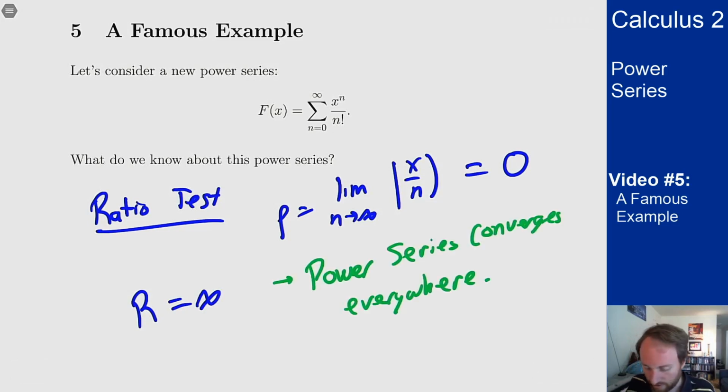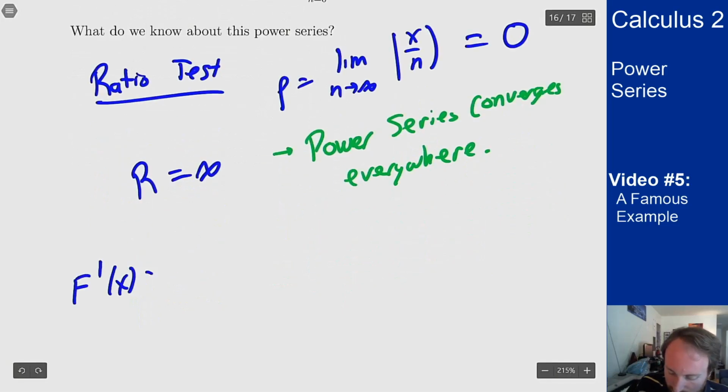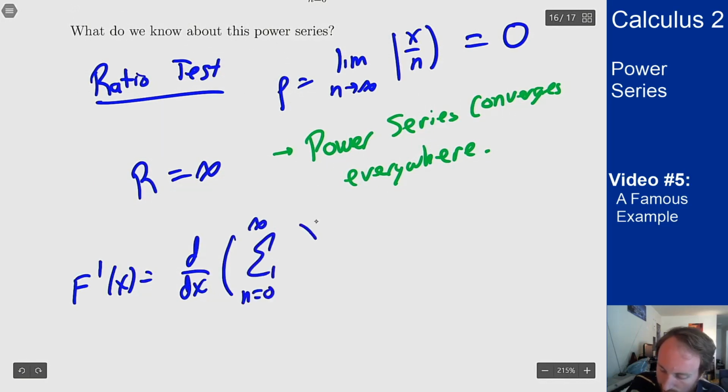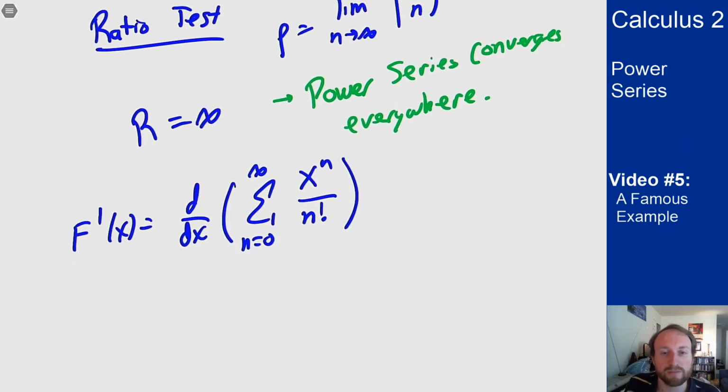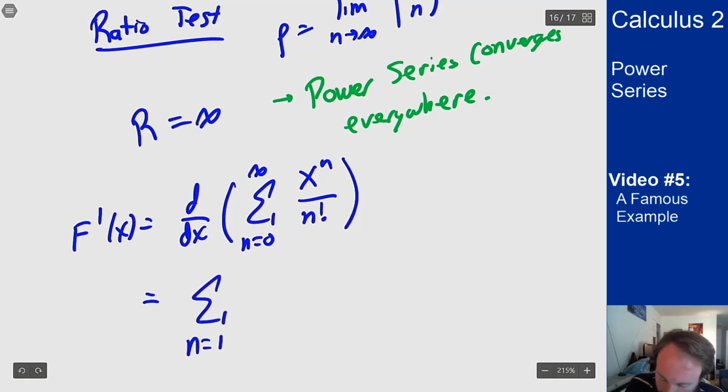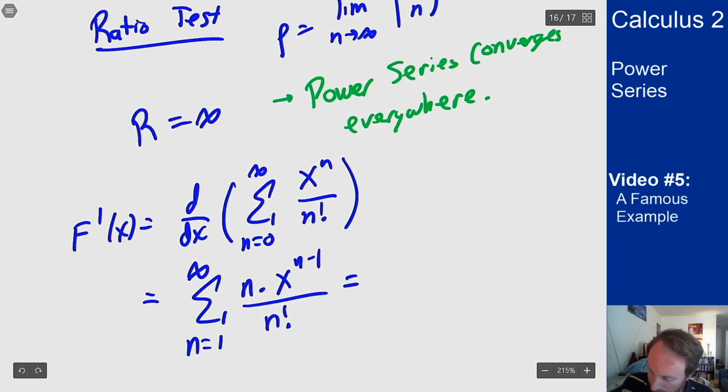Let's differentiate this function. So f prime of x should be the derivative of this power series, n from 0 to infinity of x to the n over n factorial. I can differentiate this term by term because my series converges everywhere. This gives me a sum from n equals 1 to infinity, getting rid of the 0 because it's going to be a 0 when I bring down the n, of n times x to the n minus 1 over n factorial. Well, I can cancel the n there from the top and the bottom, which will give me a sum from n equals 1 to infinity of x to the n minus 1 over n minus 1 factorial.